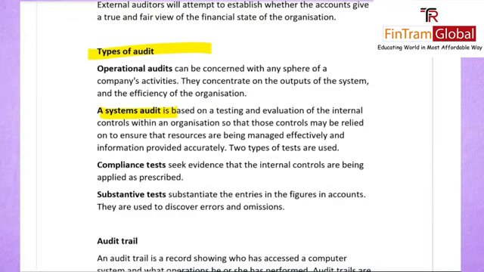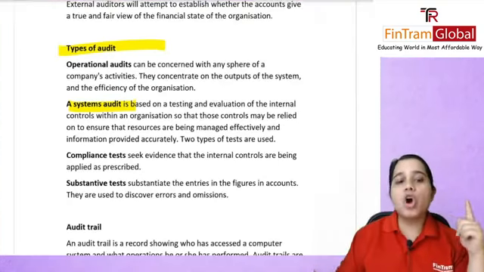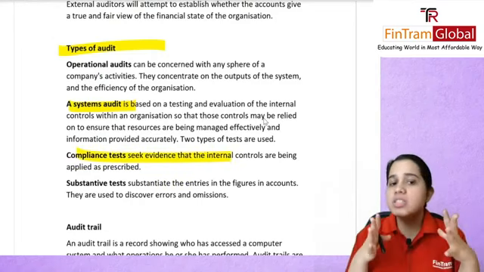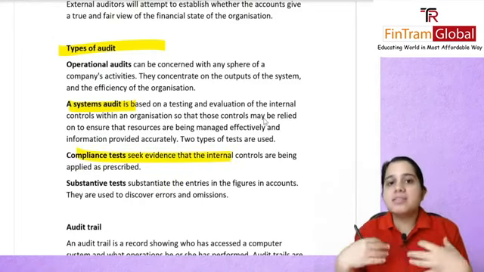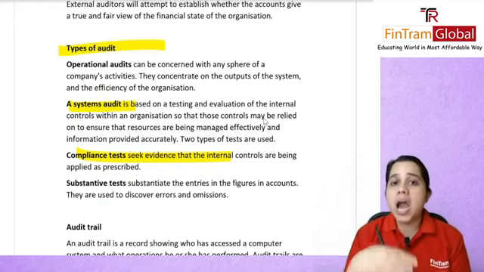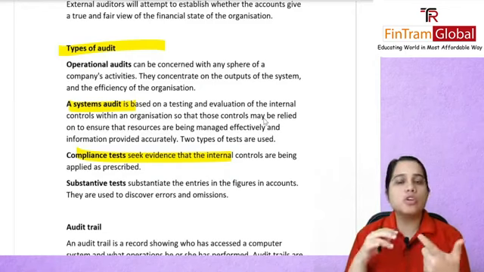You are testing and evaluating whether the controls you have in place can be relied on or not. Under your system audits, where you are evaluating your internal controls, you have two types of tests. You have your compliance test, wherein you are seeking evidence that the internal controls are being applied as prescribed. So as the internal audits prescribe that these have to be used this way, are they actually being used that way or not? That's your compliance test.